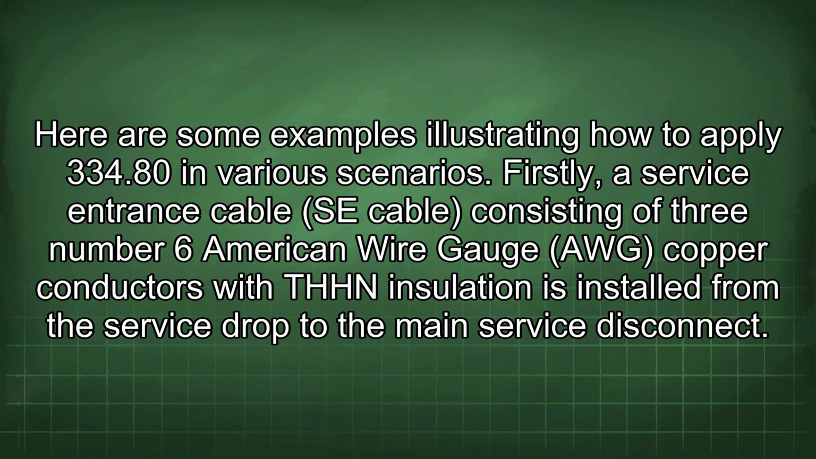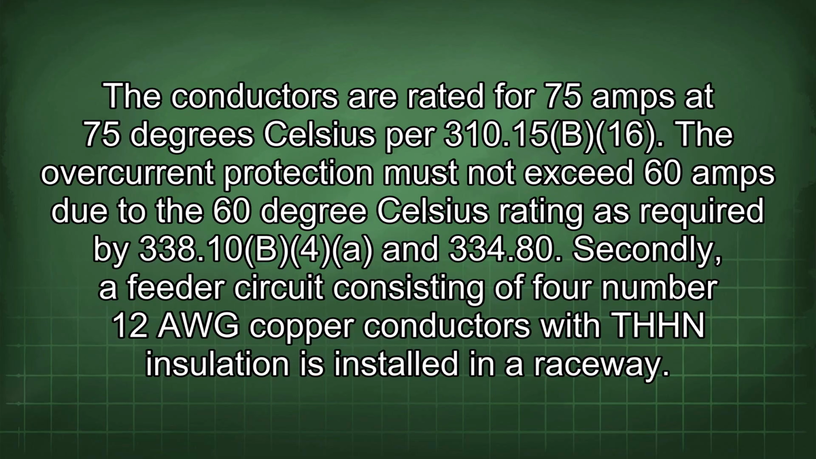Here are some examples illustrating how to apply 334.80 in various scenarios. Firstly, a service entrance (SE) cable consisting of 3 number 6 American Wire Gauge (AWG) copper conductors with THHN insulation is installed from the service drop to the main service disconnect. The conductors are rated for 75 amps at 75 degrees Celsius per 310.15(B)(16). The overcurrent protection must not exceed 60 amps due to the 60 degrees Celsius rating as required by 338.10(B)(4) and 334.80.